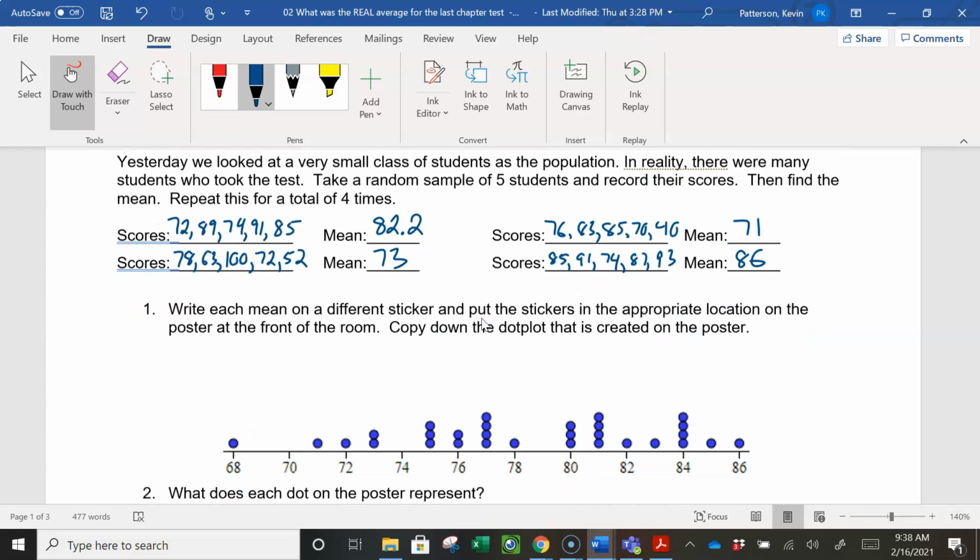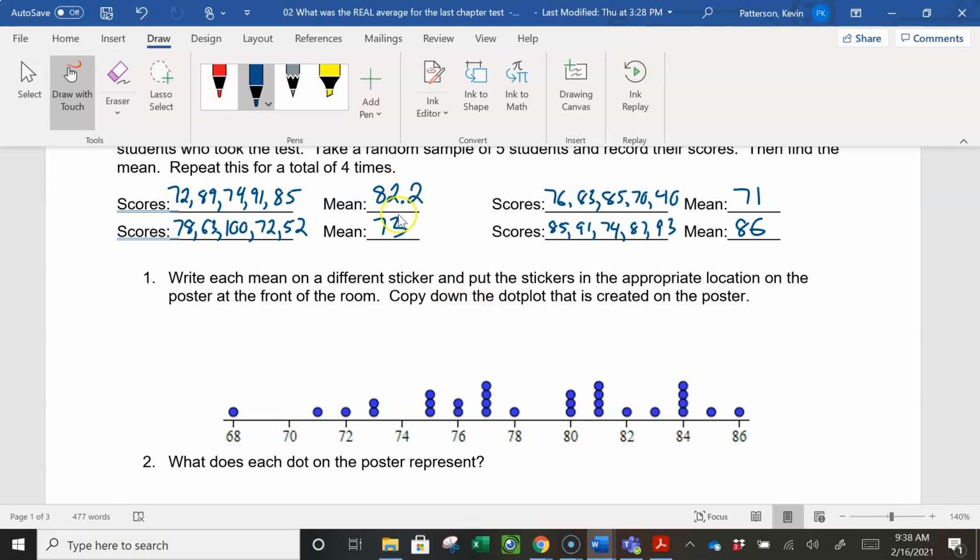Okay, so what we would do in a normal year is every single student in the class would have 4 different sample means, and I'd have you guys come up to the board and you'd stick your stickers where your sample means were. Okay, so since we're not together, I actually did this myself. I randomly chose 30 different samples of size 5 the other day, and these are the results I got.